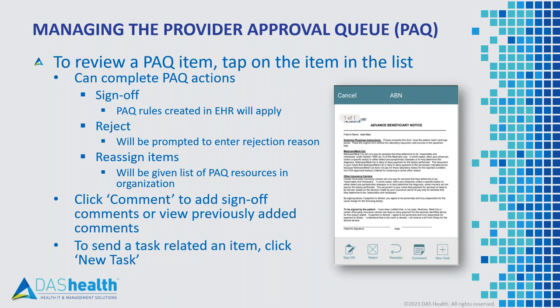For a provider to review a pending PAQ item, they would just click on that item from the list. This is going to show them, as you can see here, a preview of the item, whether it be the document, image, order result, anything like that. They can view that here like they would in the EHR. At the bottom of the screen, there are going to be several buttons for the different actions that they can take.